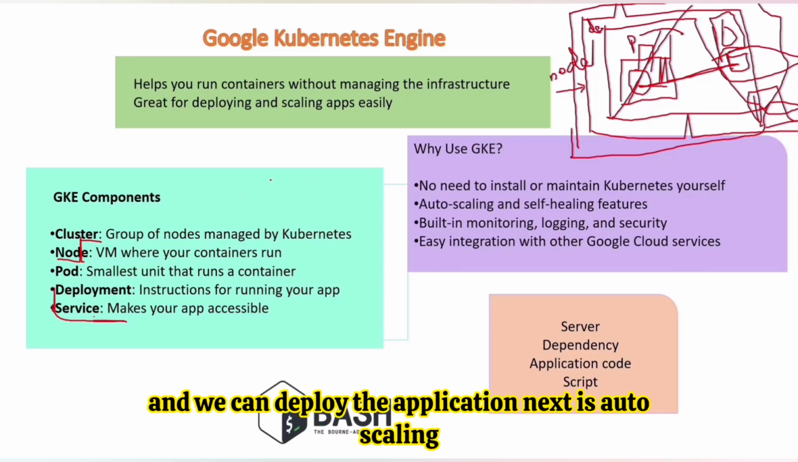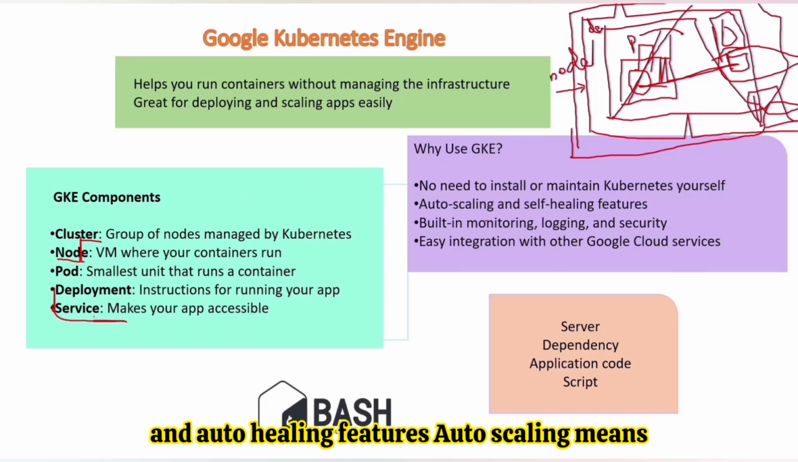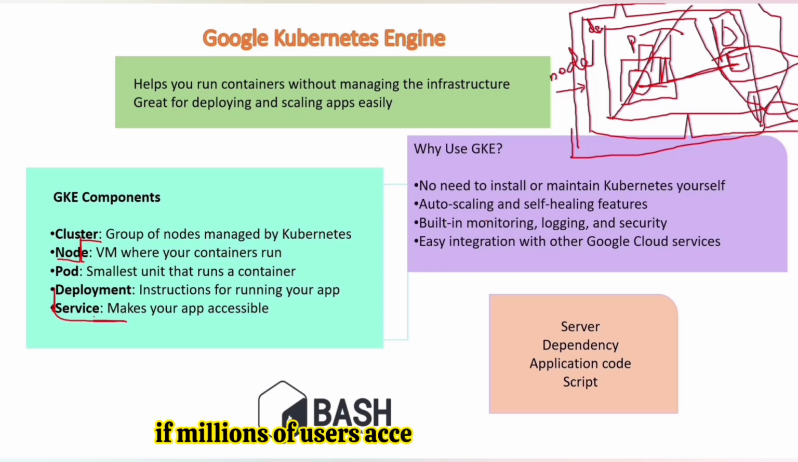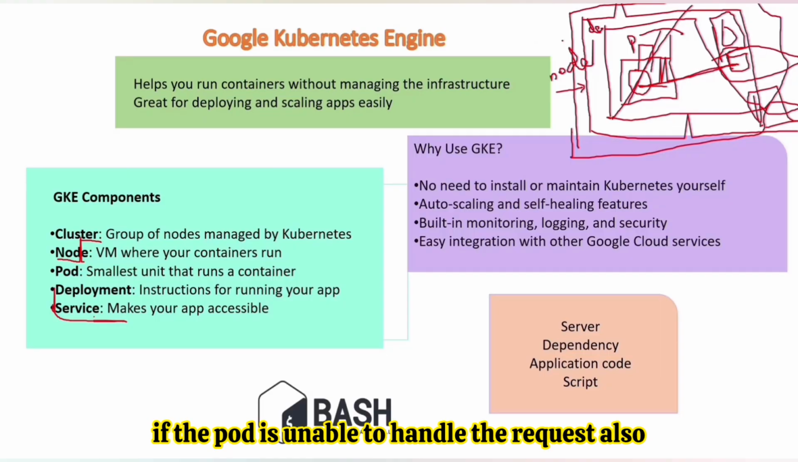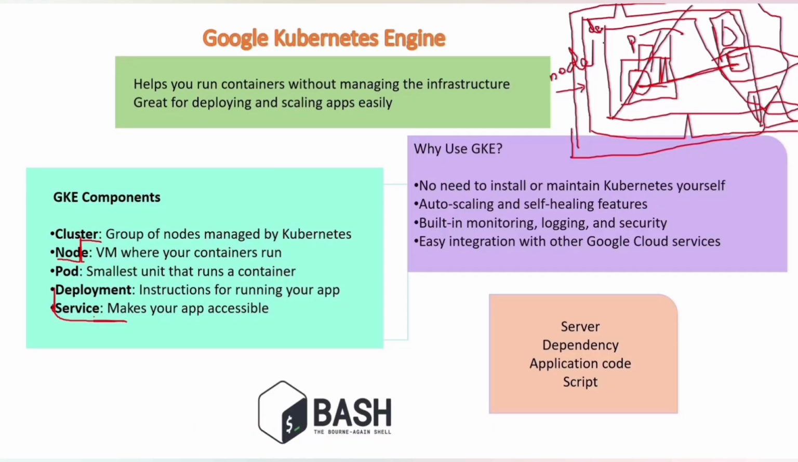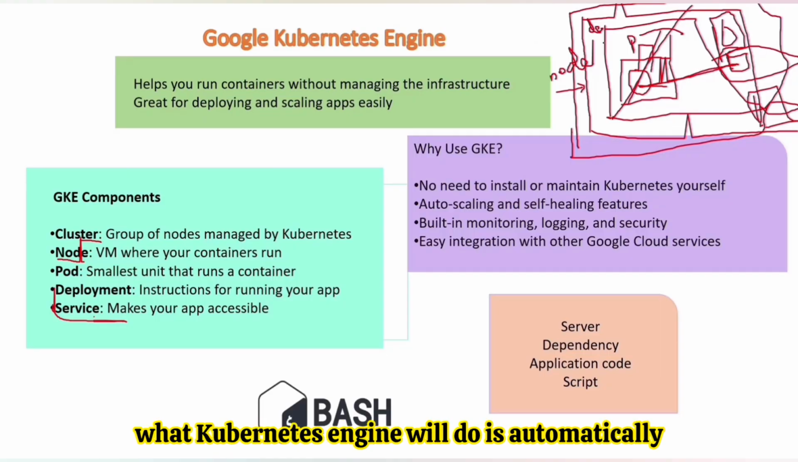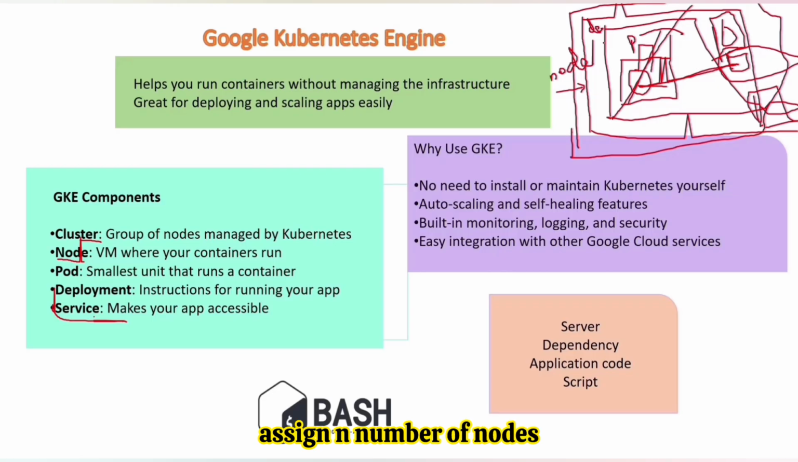Next are auto scaling and auto healing features. Auto scaling means if millions of users are accessing our application and the pods are unable to handle the requests, what Kubernetes Engine will do is automatically assign n number of nodes, so n number of pods can be created and serve our users. Next is the self-healing property. Self-healing means if a pod goes down, it automatically comes back up.